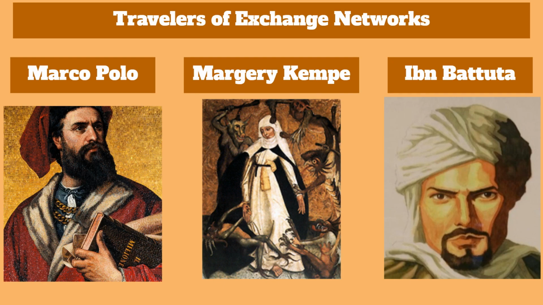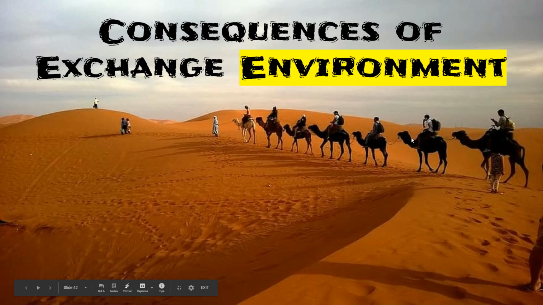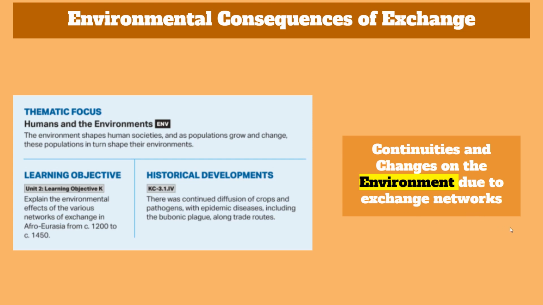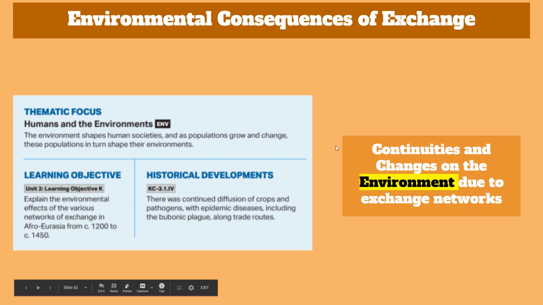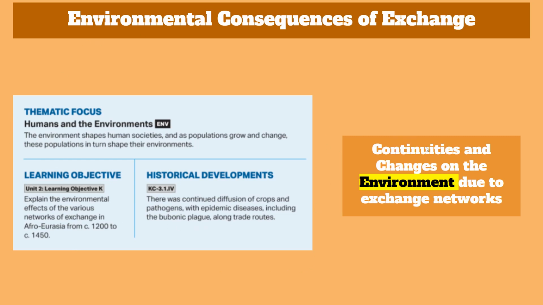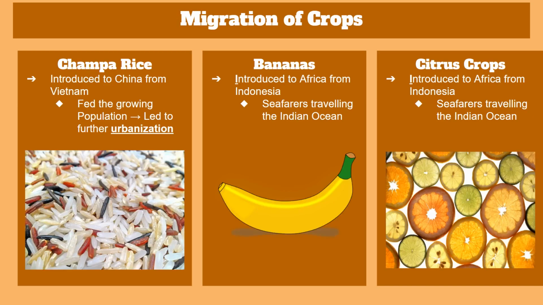So now that we've seen the cultural consequences of exchange through travelers, through religion, and through the growth of populations and the exchange of those cultures, let's talk about the environmental consequences. So go ahead and read what you're supposed to know for the AP test here. This is, again, taken directly out of the framework. But to summarize, it's basically the continuities and changes on the environment due to the growth of exchange networks.